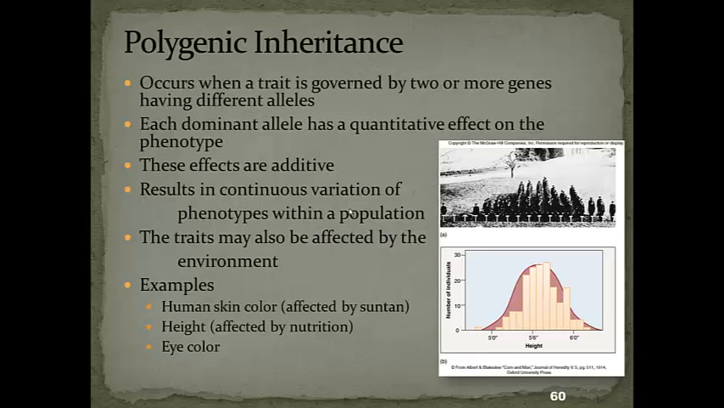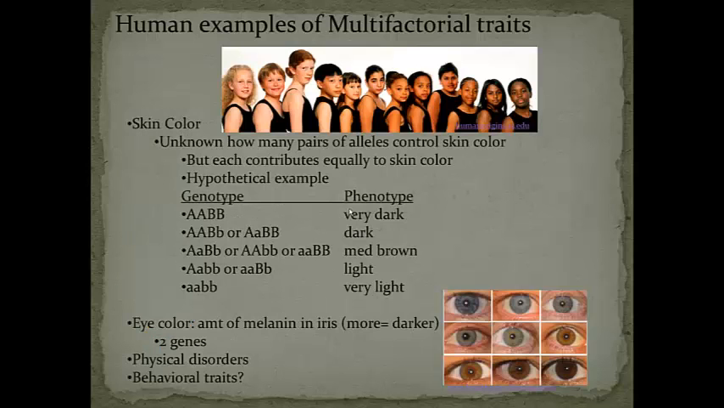That refers to height specifically, but you have a few people that are very short, a few people that are very tall, and everything in between. And the most common phenotypes are going to be right in the middle, right around that midpoint. These traits can be affected by the environment, like skin color. You're affected by sun exposure, you get a tan. Height, the better you eat, the taller you're likely to be. And eye color.